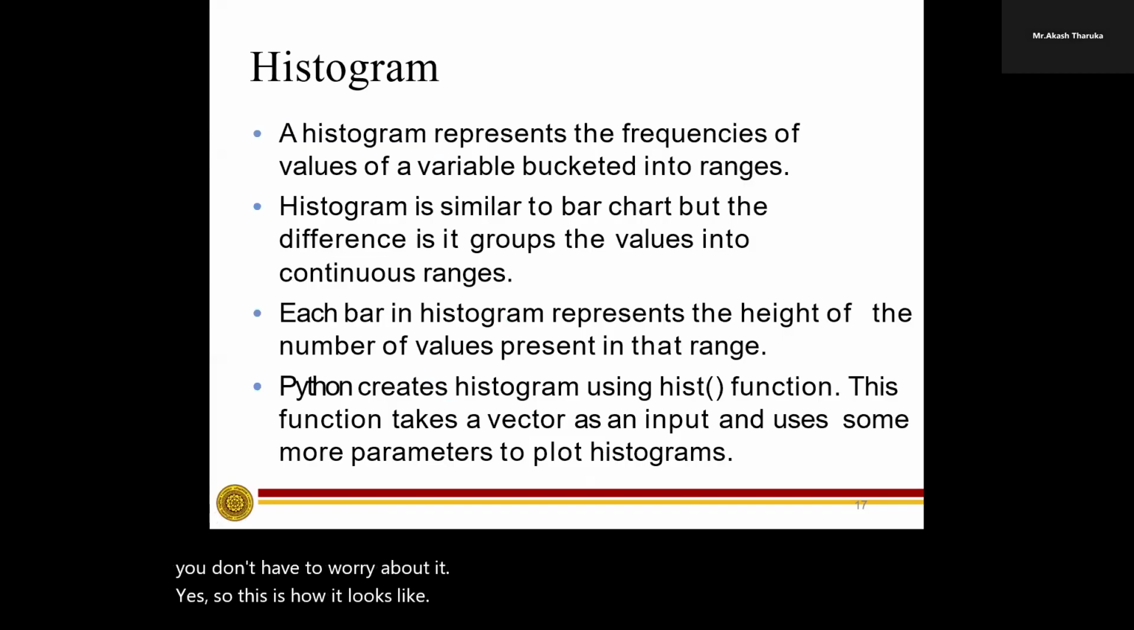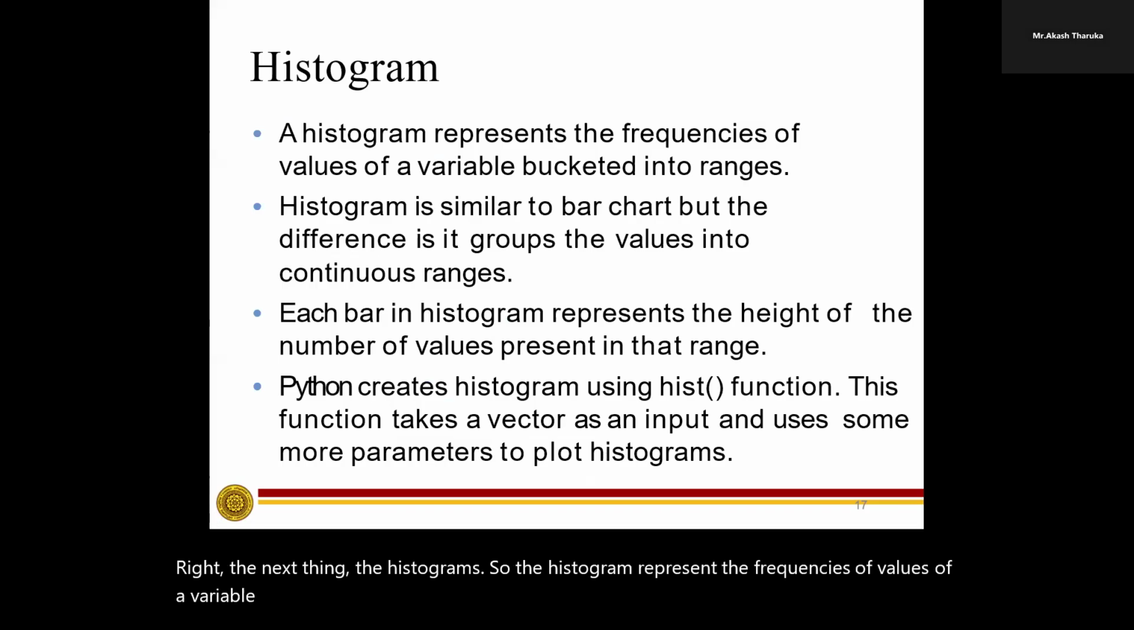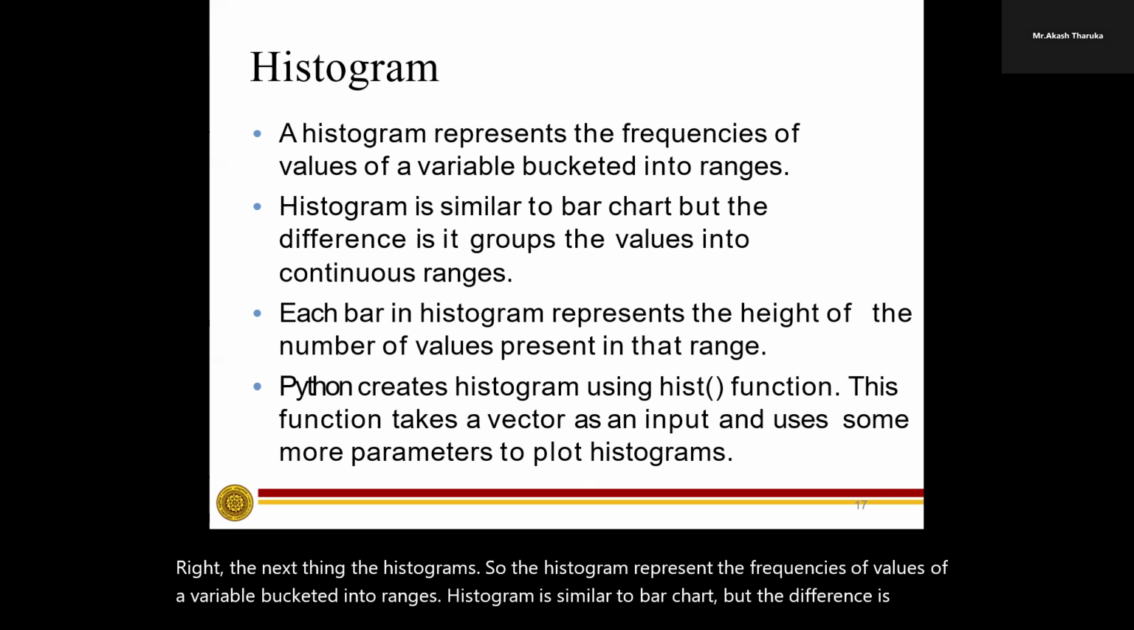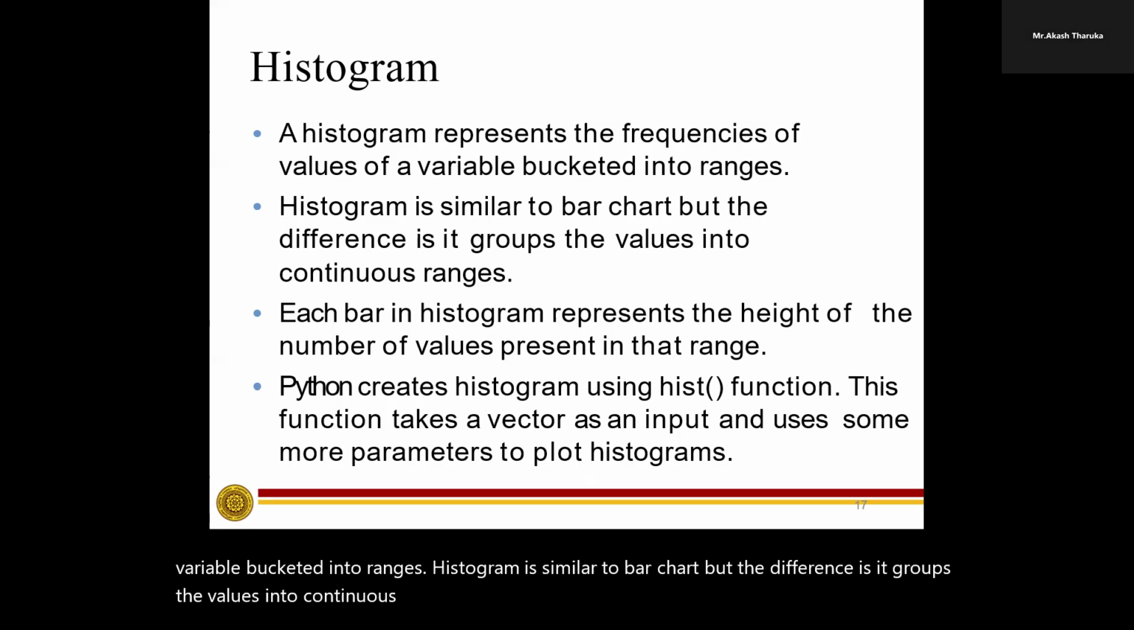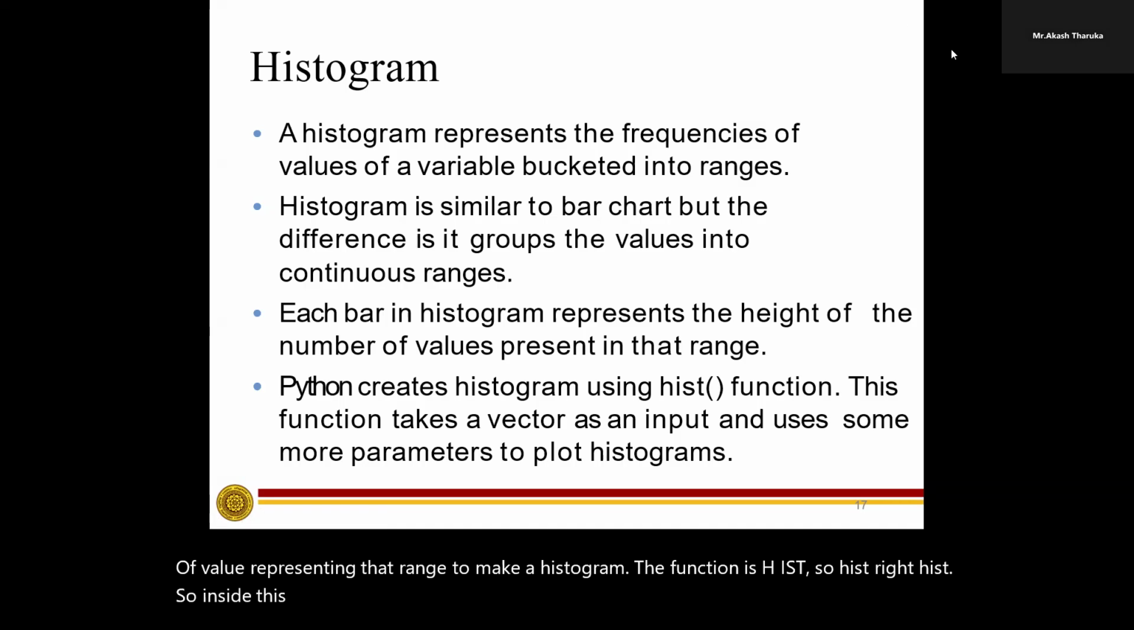Right. The next thing, the histograms. So the histogram represents the frequencies of values of a variable bucketed into ranges. Histogram is similar to bar chart, but the difference is it groups the values into continuous ranges. Each bar in a histogram represents the height of the number of values in that range. To make a histogram, the function is hist. Inside this function, we will pass different values as usual. When you plot the graph, inside this function we have to put our values.